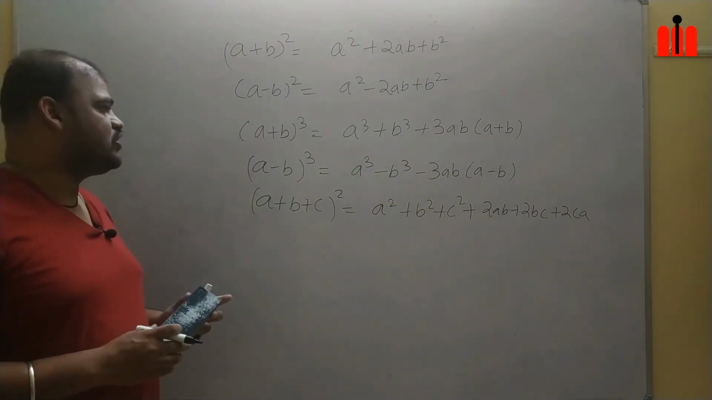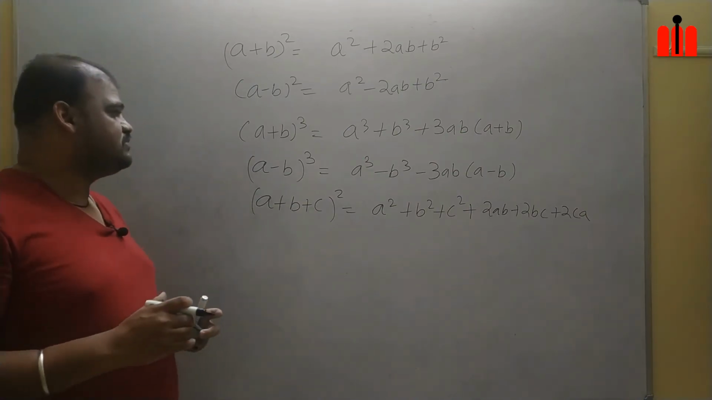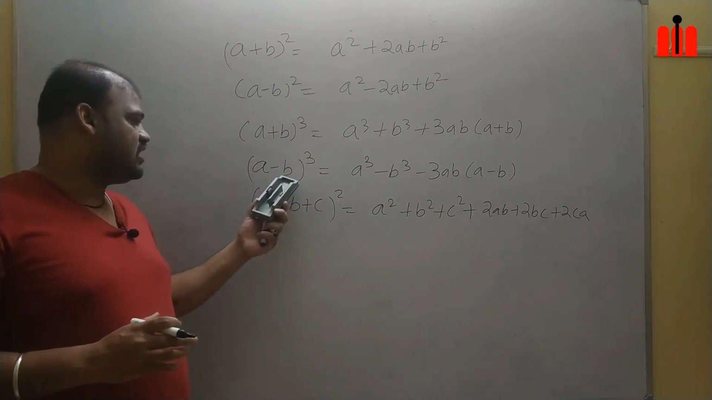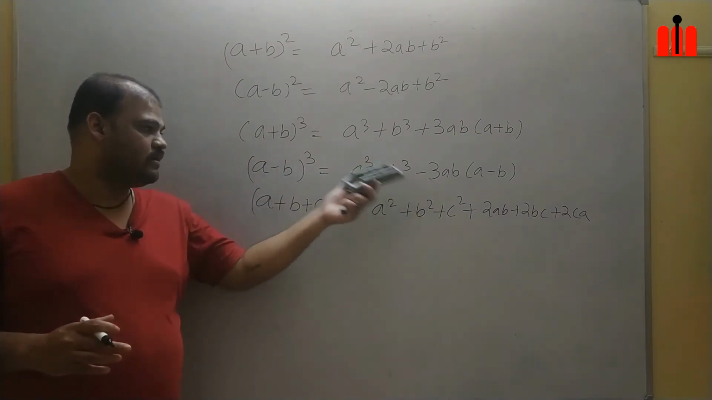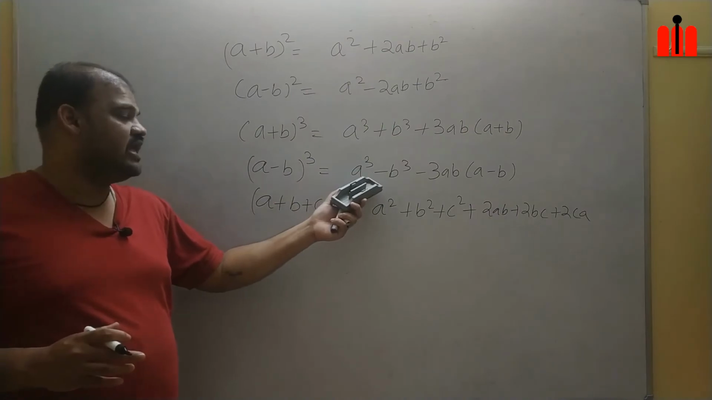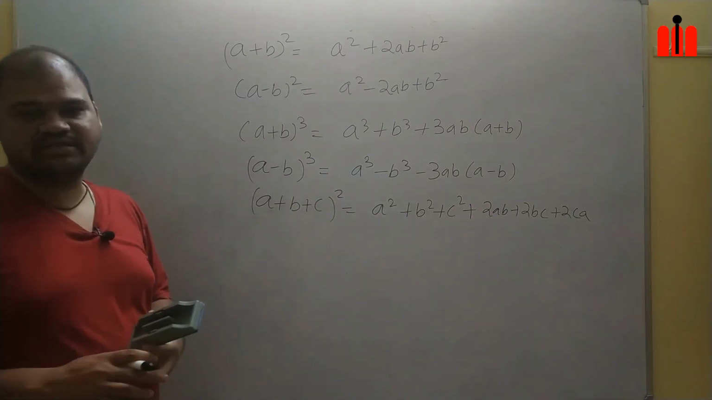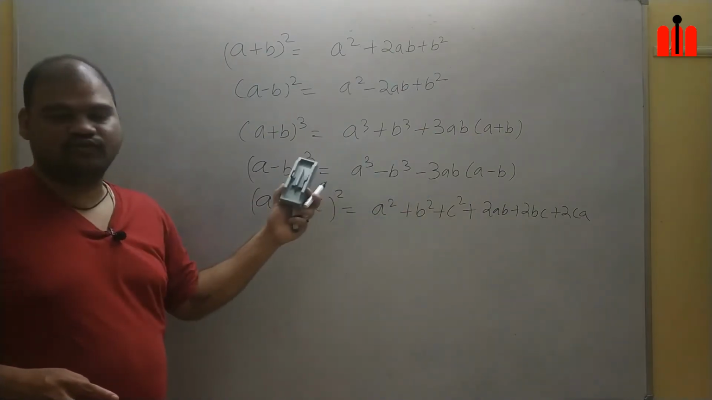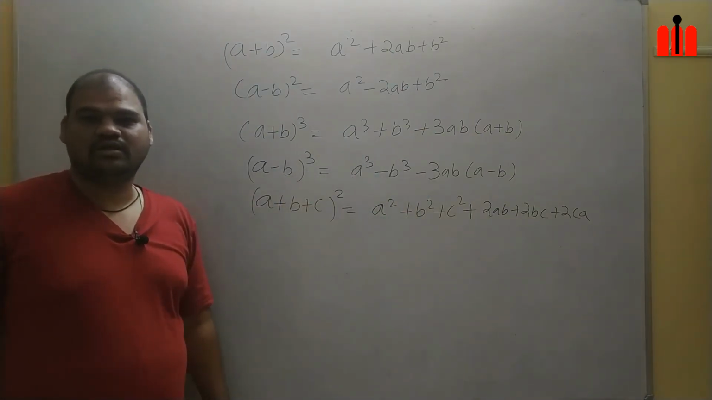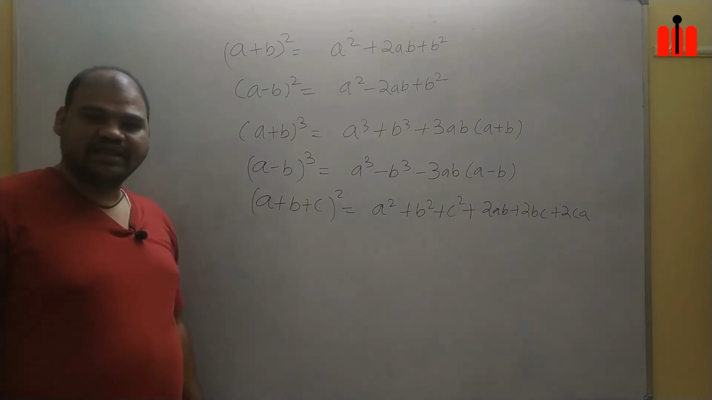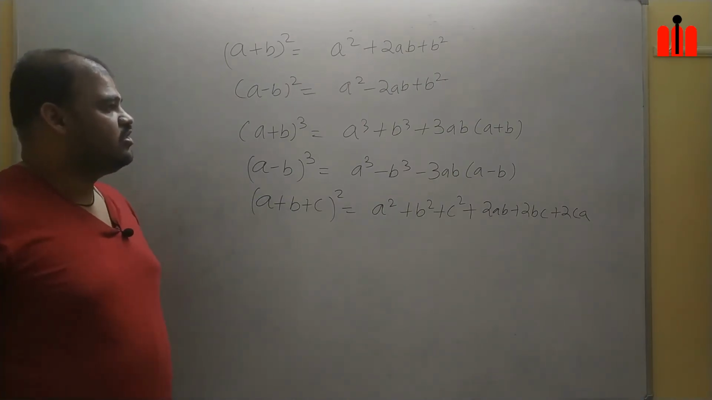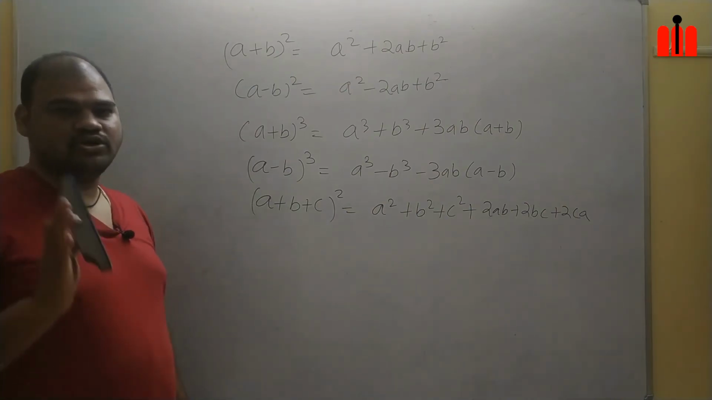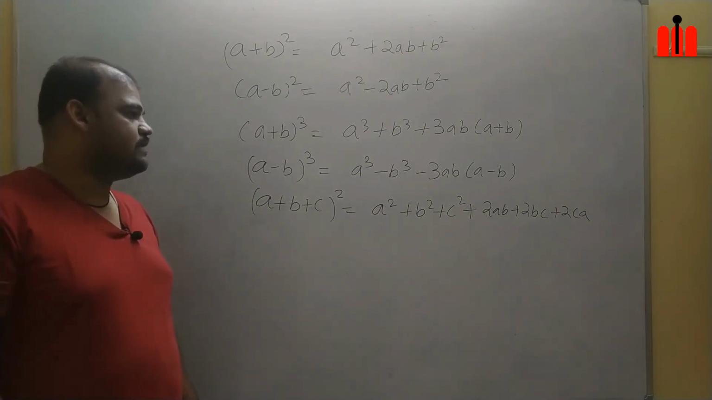So a cube plus b cube will be a plus b whole cube minus 3ab bracket a plus b. Similarly, a minus b whole cube plus 3ab bracket a minus b will be a cube minus b cube. So you can derive a cube plus b cube and a cube minus b cube from these two formulas. Are you getting it? These formulas are very important and need to be memorized, so please keep them in your memory.